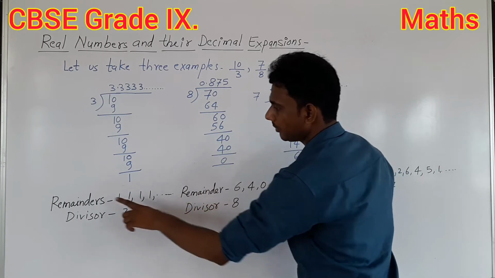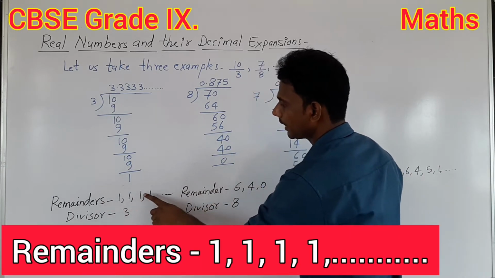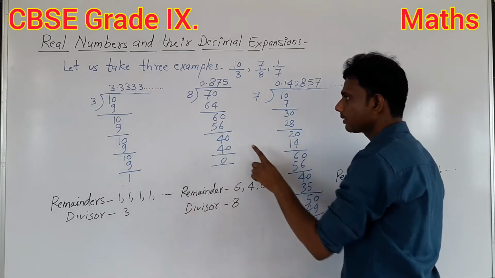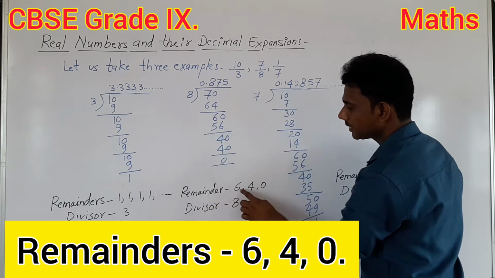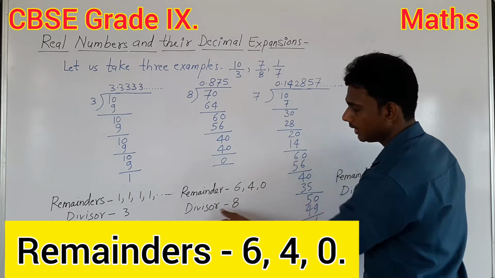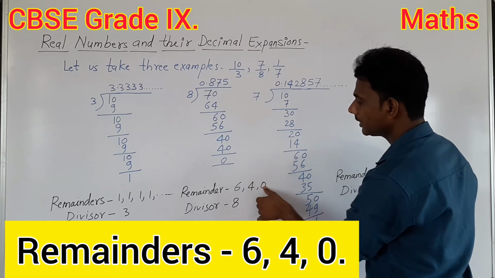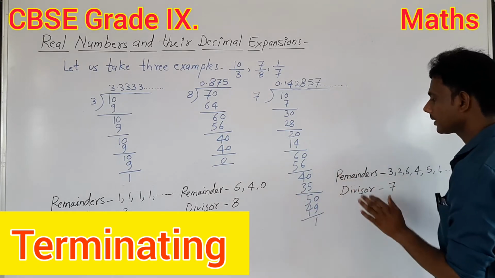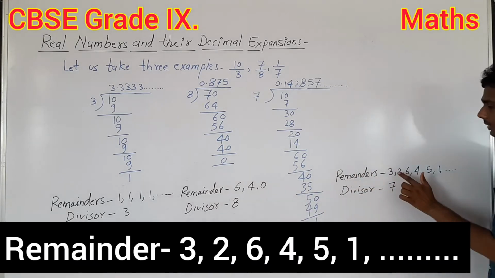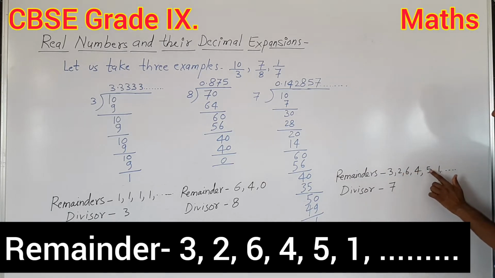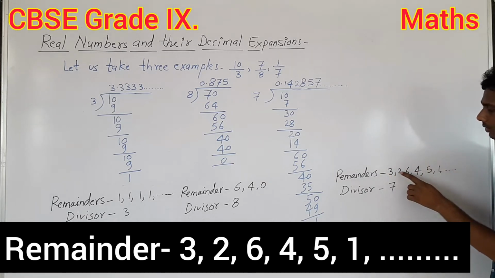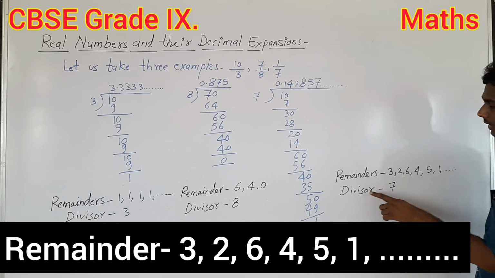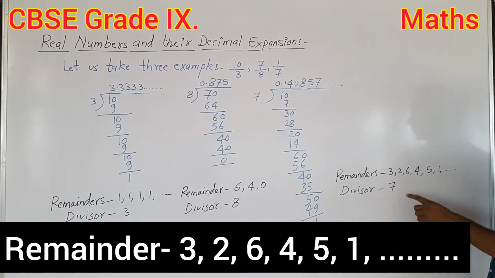Now in the first case the remainders are 1, 1, 1 and so on. The divisor is 3. In the second fraction the remainders are 6, 4, 0 and the divisor is 8. Means after 3 digits it will be terminating. In the last, the remainders are 3, 2, 6, 4, 5, 1. Means how many digits? 1 2 3 4 5 6. After 6 digits it will be repeating. The divisor is 7. So what do you notice here?